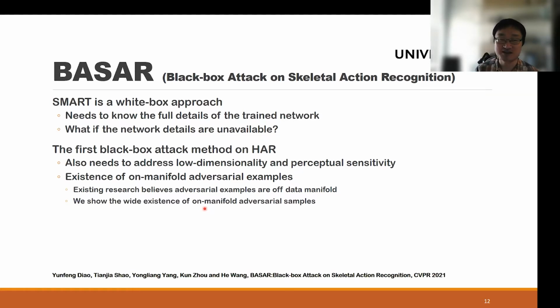So here we propose a new method called BASAR. It's a black box attack on skeletal action recognition. In this work, other than the vulnerability of existing classifiers, we found something else. First of all, in the black box attack, we still have to address the problem of low dimensionality of the possible solution space, as well as the perceptual sensitivity of humans. In addition to that, we found that our algorithm can find a lot of adversarial samples on the motion manifold. So they are essentially on-manifold adversarial samples, which is very different from the findings of existing research. Because before this paper, people tended to believe that all adversarial samples are off the data manifold. But I can show you later, there's a wide existence of on-manifold adversarial samples in skeleton-based motions.